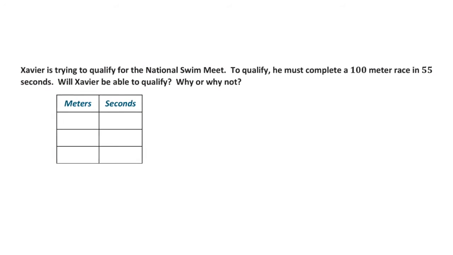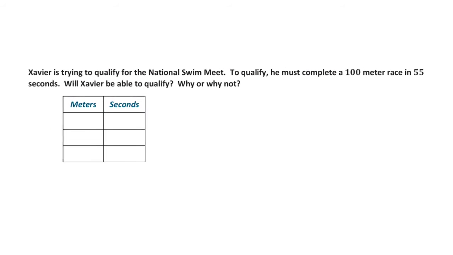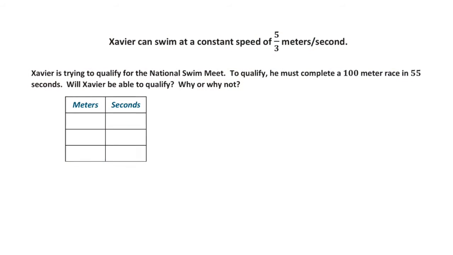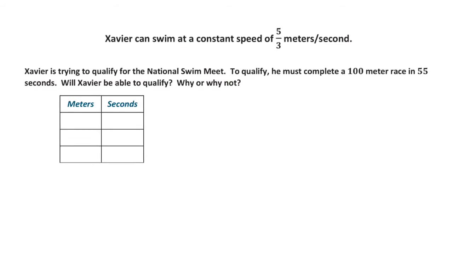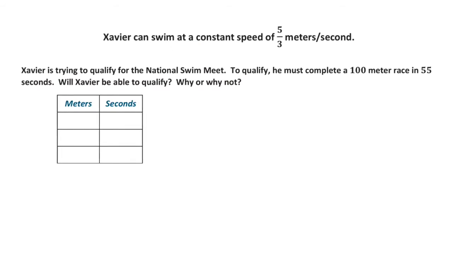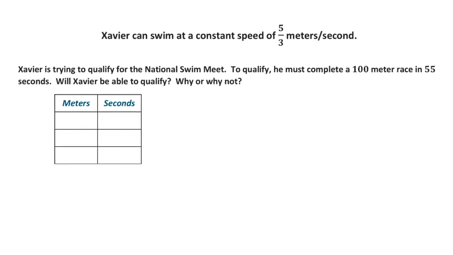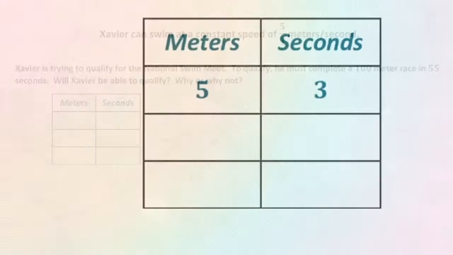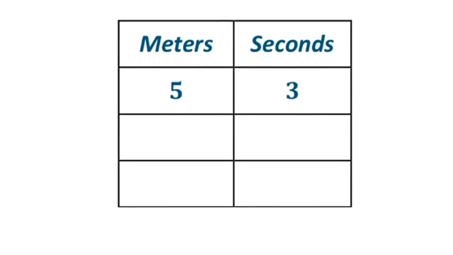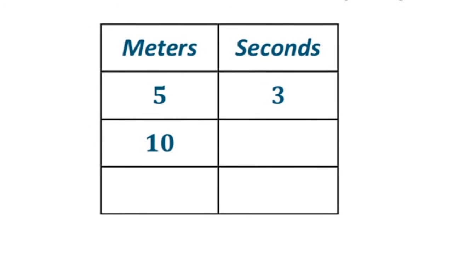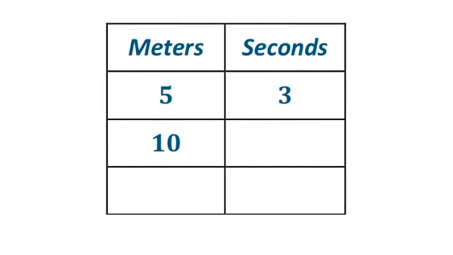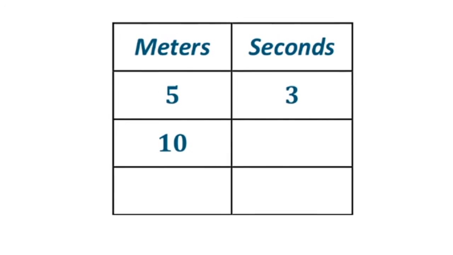Well, the two quantities that we're comparing are meters and seconds, so we can label that. And we remember the data from the beginning, which said that Xavier can swim at a rate of 5/3 of a meter per second. But we also found that to be 5 meters for every 3 seconds. And so let's plug that in. 5 meters for every 3 seconds. But Xavier needs to swim more than 5 meters. He needs to swim 100 meters, and we want to find out if he can do it in 55 seconds.